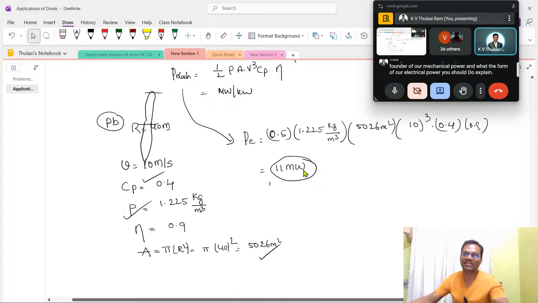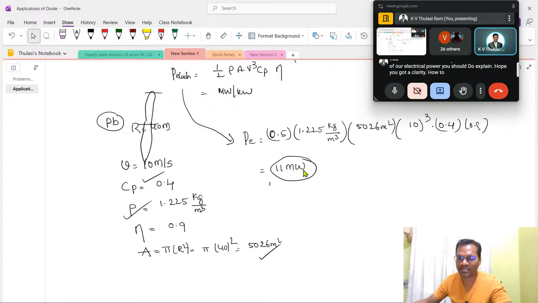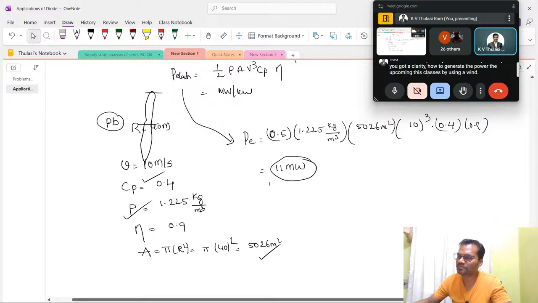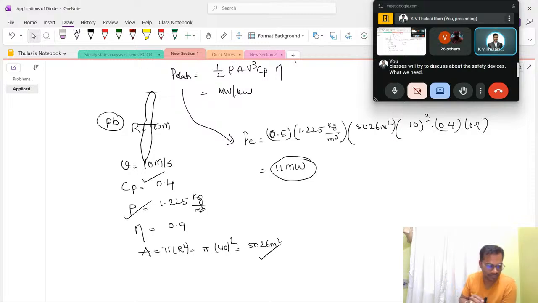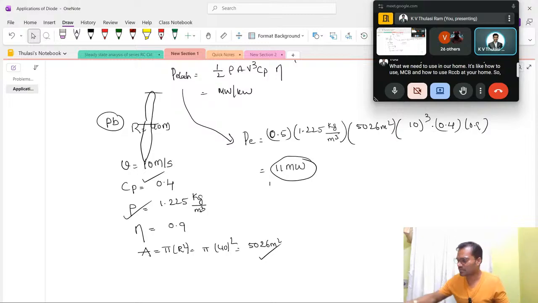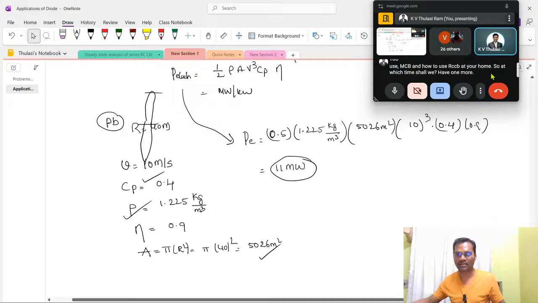Hope you got clarity on how to generate power using wind energy, as well as solar energy, as well as using nuclear, in the upcoming classes. Okay, so in the upcoming classes we will try to discuss the safety devices we need to use in our home. That's like how to use MCB, and how to use RCCB at your home.